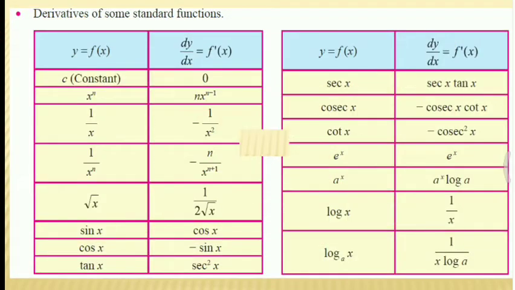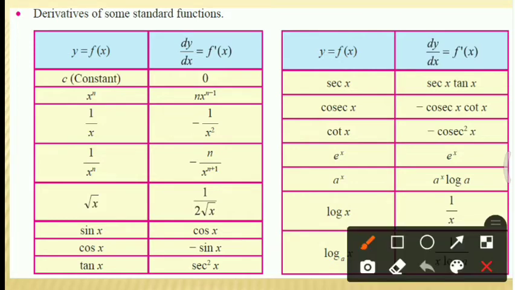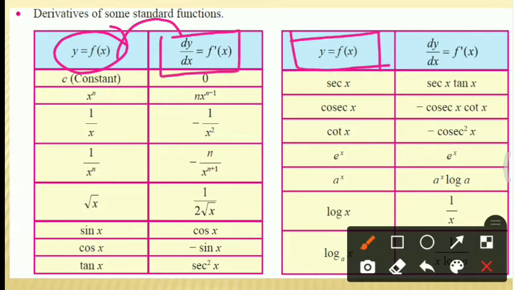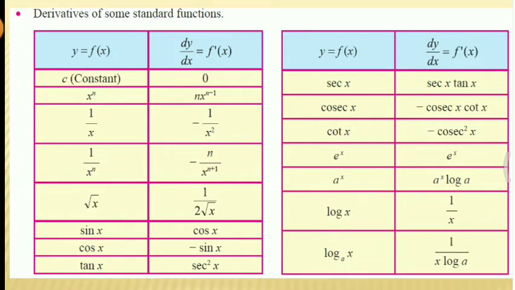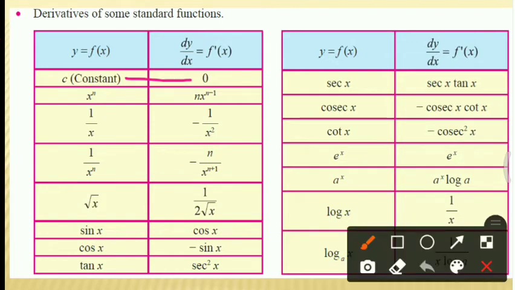Now we will see some derivatives of some standard functions. So this is the chart from the 11th standard book, which is useful for 12th standard. Here are two columns: y equal to f of x, and the corresponding column is dy by dx. Similarly, the second table also contains y equal to f of x and the corresponding derivatives.